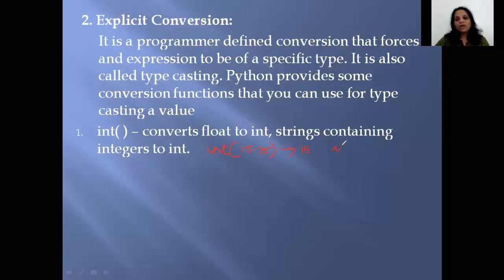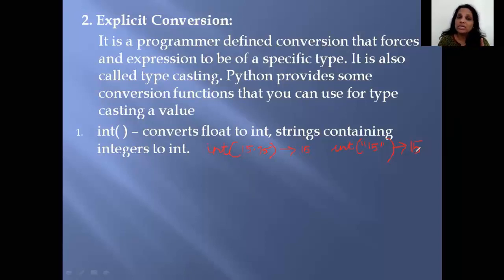What if I wrote int and "15", which is now a string? How do I know it's a string? Because it's written in quotes. Can int convert a string to an integer? Yes. So 15, which is a string, now gets converted to an integer. When I say an integer, it's obviously going to mean 15, but without the quotes, because it is no more a string, it's an integer. And how do we represent integers in Python? By just writing it. So what does the int function do? Converts a float or a string to an integer.